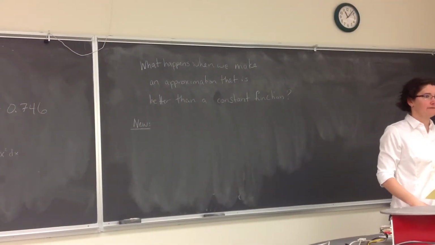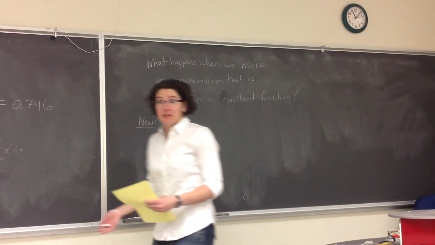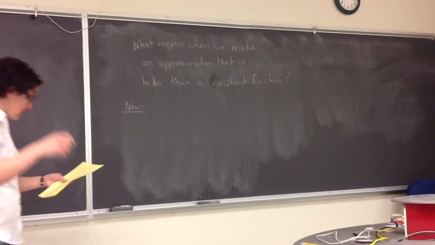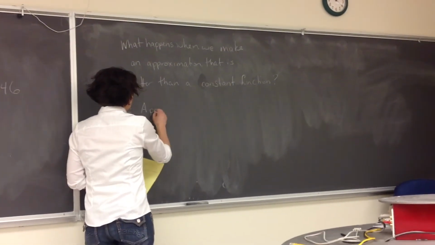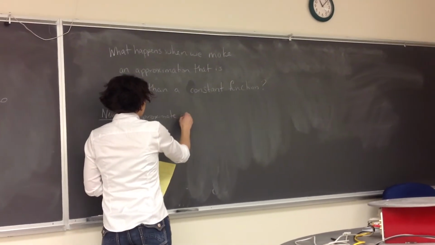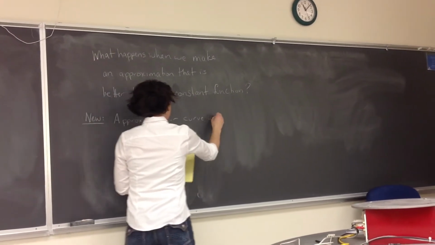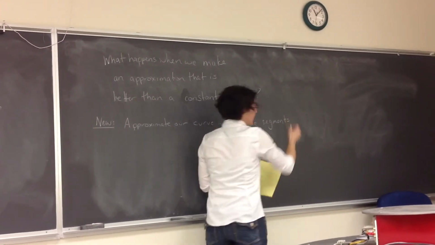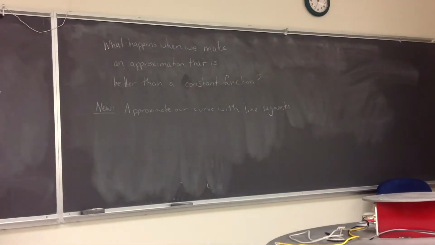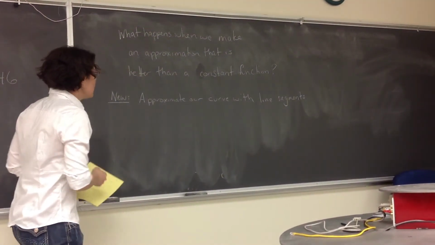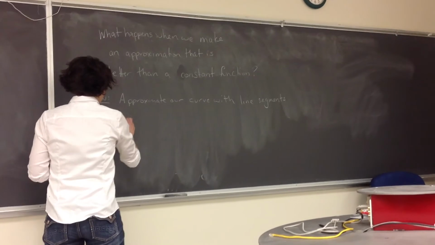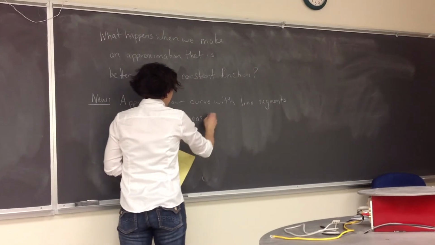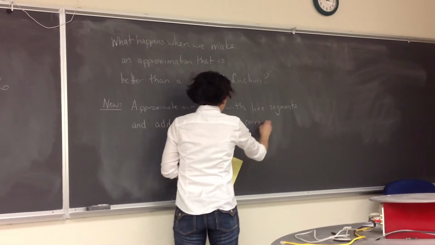Welcome back. So here's our new idea. So the new thing that we're going to be talking about is, rather than approximating using constant functions, we are going to approximate our curve with line segments. Now, our other ones were also line segments, but they were constant functions or horizontal line segments. So we want to approximate our curve with line segments and add the areas of the corresponding shapes.